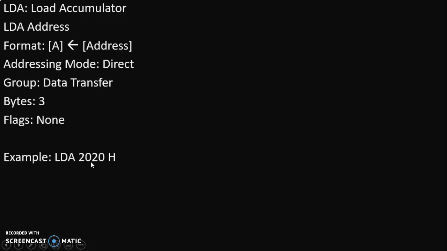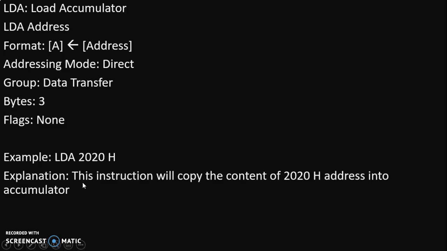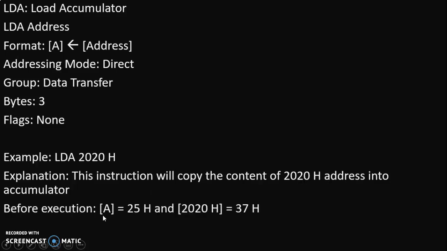Example, LDA 2020H. Here LD stands for load, A stands for accumulator, 2020H is the address, and on that address particular data will be there. That data will get copied into the accumulator. So, explanation: this instruction will copy the content of the 2020H address into the accumulator. Before execution, let's say that the content of accumulator, this square bracket is read as content of accumulator, is equal to 25H, and the content of 2020H is 37H.